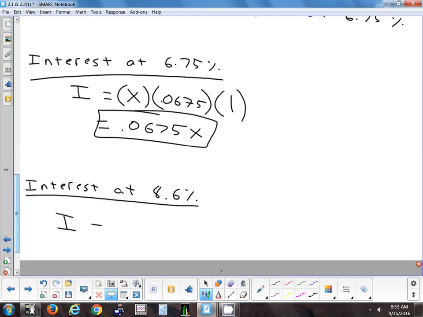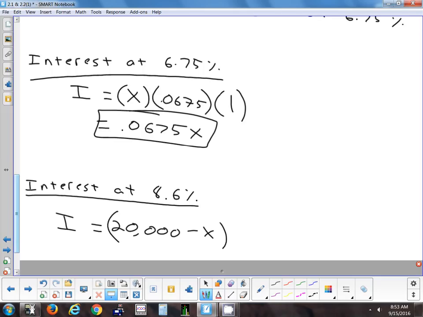All right, let's do the same thing now to find the interest at 8.6. What's the principal that Bill invests in the 8.6% account? Careful, not X, because X is how much he invests in the other account. Well, since we know the total amount of money he has and we know how much he already invested, we can figure out how much is left. The total, 20,000, minus X. That's the principal he invests at 8.6.